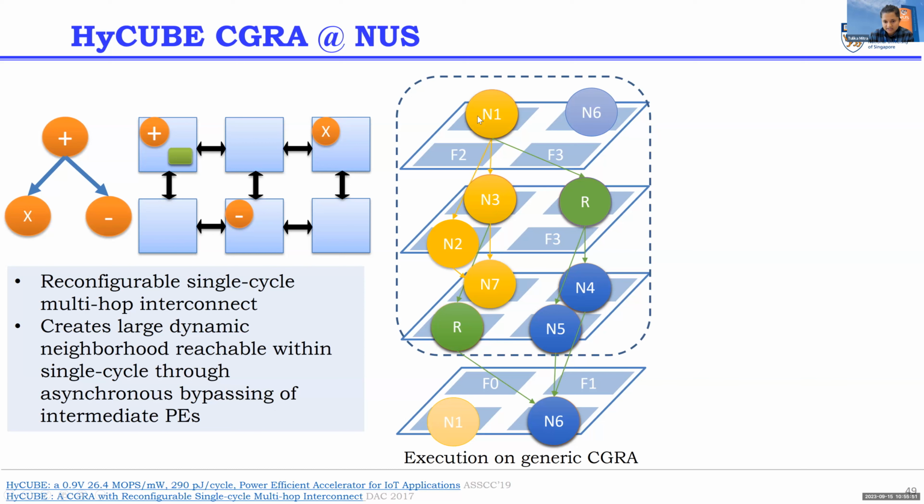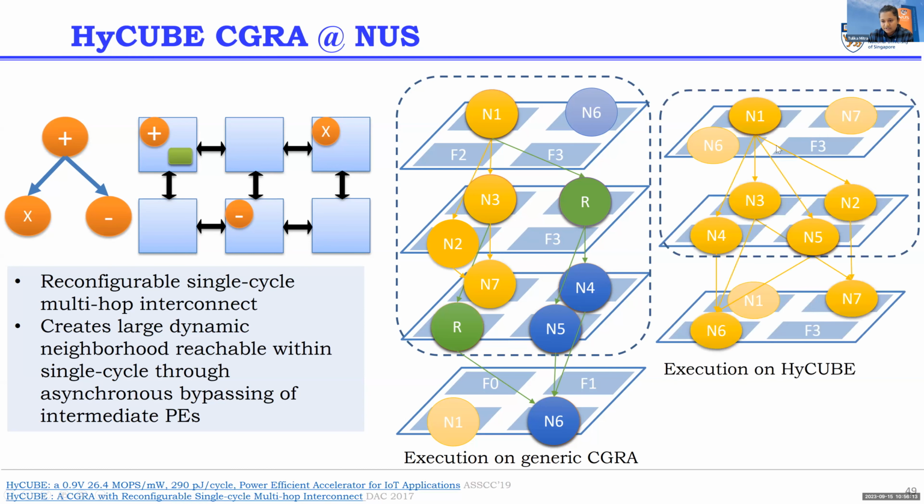If we look at this with the example, suppose this data flow graph is placed on a generic architecture. If you want to send data from node 1 to node 4, you will have to go through a routing phase and a register phase. That means the data will first go from here to the adjacent PE, get stored there for one cycle, and then go to the PE where the computation will happen.